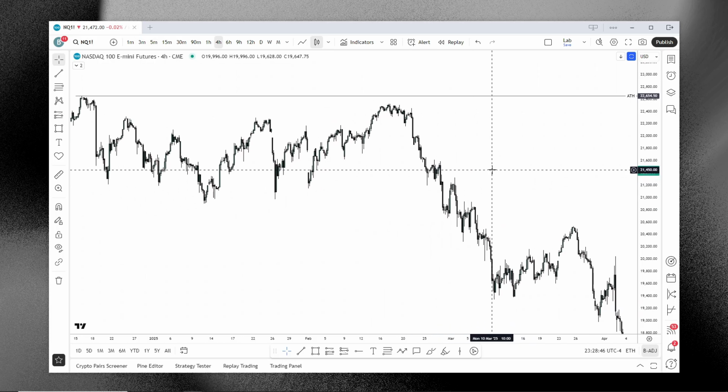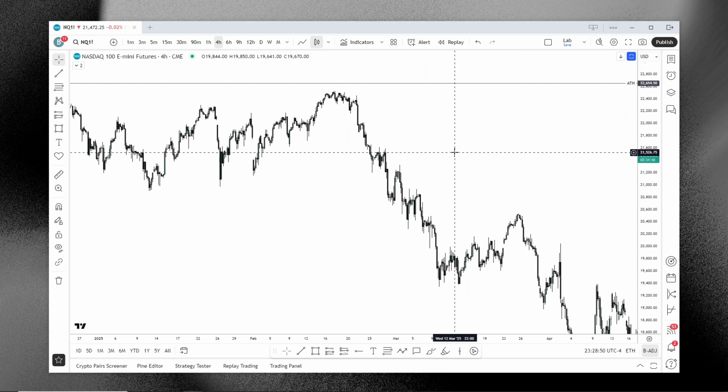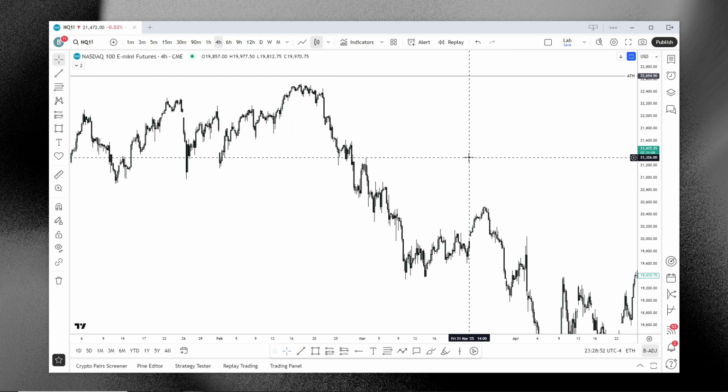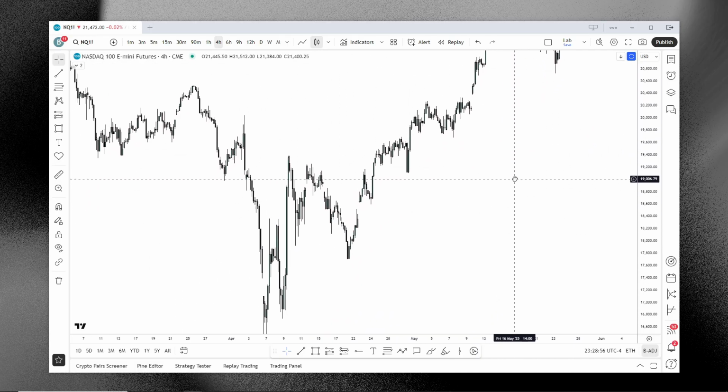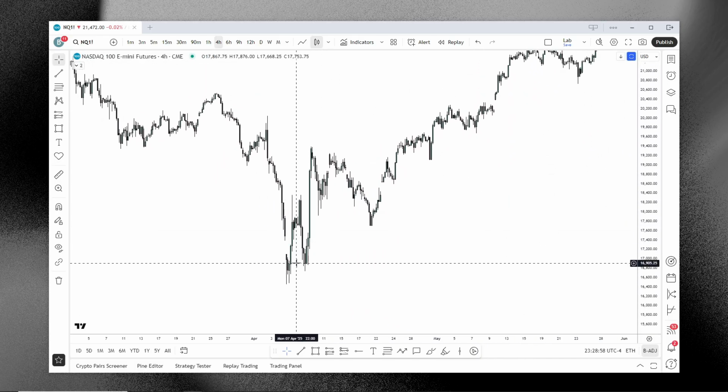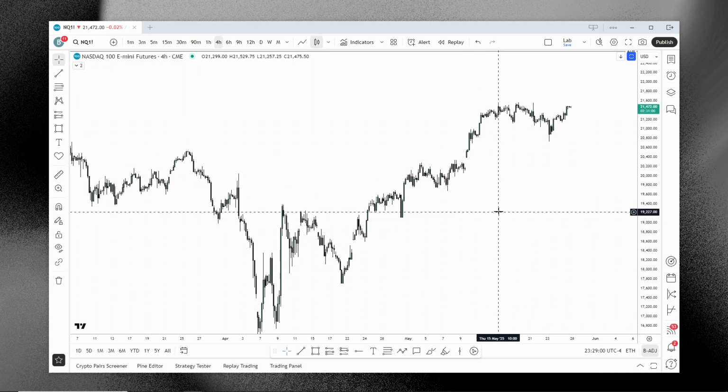The breaker blocks are going to be your strongest confirmation tool for confirming reversals. No cap, no bullshit. It's 100% going to be changing your trading if you utilize it in this way.